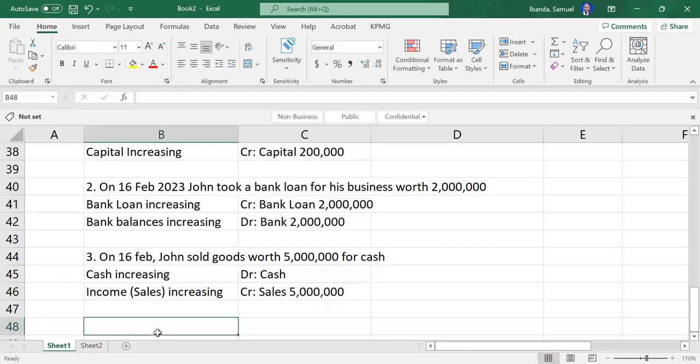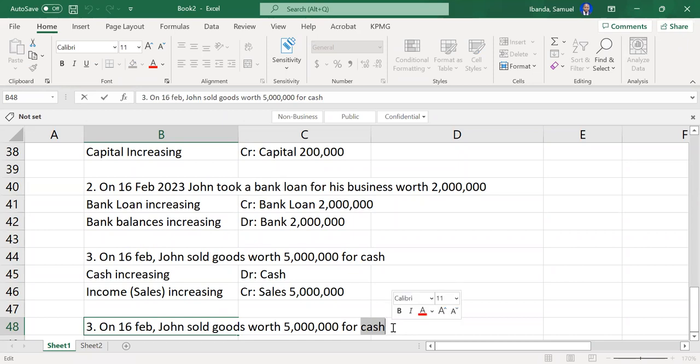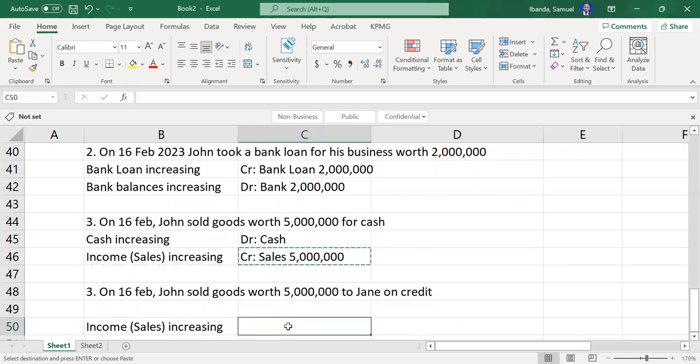In case this transaction was a bit different, let's say the examiner, instead of saying that John sold goods worth 5 million for cash, says that John sold goods worth 5 million to maybe Jen on credit. If this was on credit, in the same way, sales will always increase, and we shall definitely go ahead to credit it.